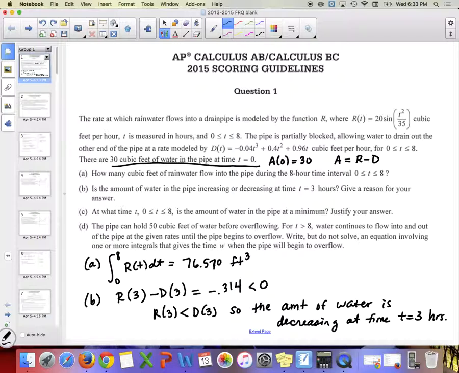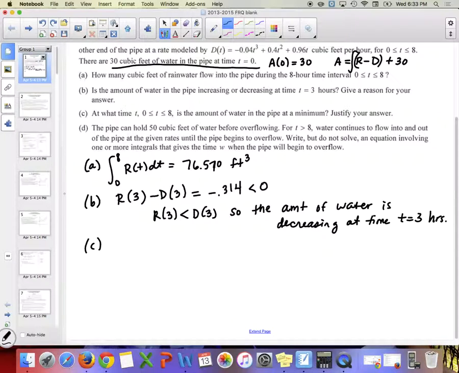All right, and then C, it says at what time between 0 and 8 is the amount of water in the pipe at a minimum? Justify your answer. Okay, so if we're talking about the amount of water in the pipe, it's not totally equal to this r minus d. I really should say it's the integral of r minus d, and then we add on that initial amount, which was 30, right? So I should set that up.